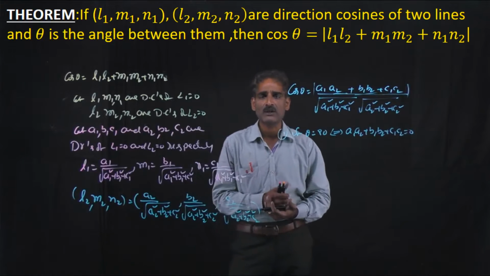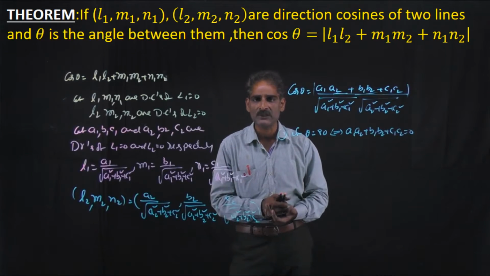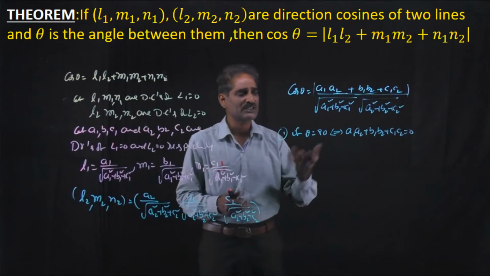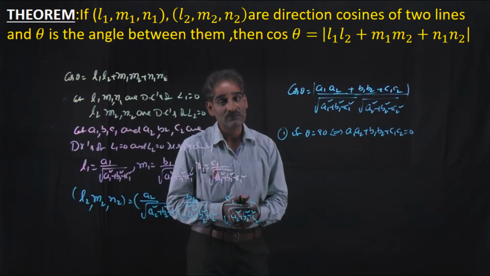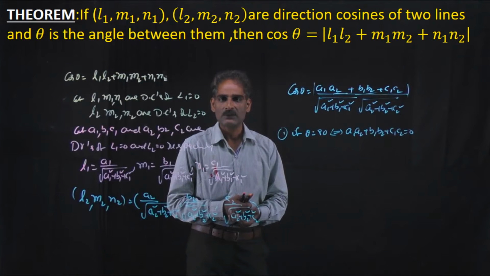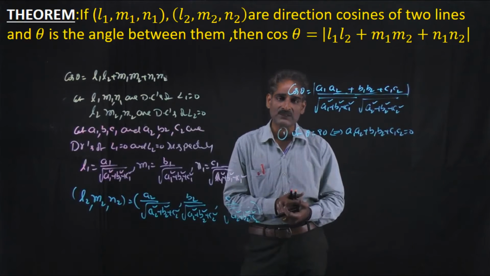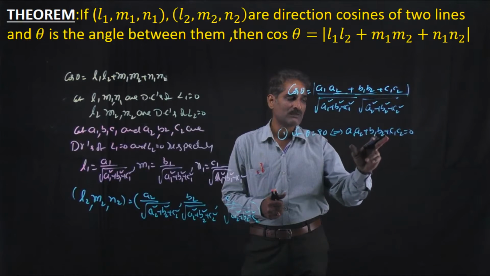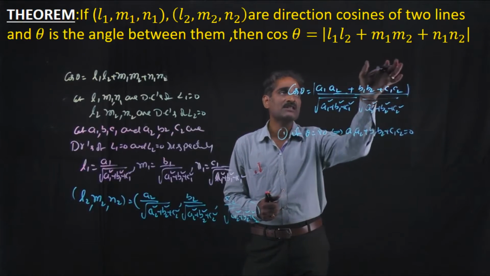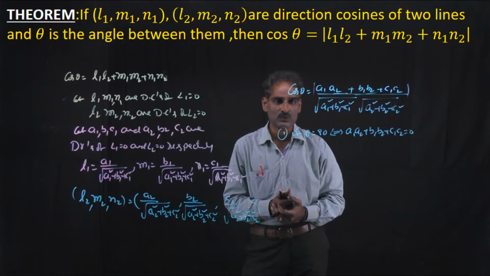Suppose L1, M1, N1 and L2, M2, N2 are the DCs of the two lines. In case of 90 degrees, we get the same relation: L1 L2 plus M1 M2 plus N1 N2 equal to 0. For DCs and DRs, the condition is the same for perpendicular lines. Here A1 A2 plus B1 B2 plus C1 C2 equal to 0. In case of DCs also, L1 L2 plus M1 M2 plus N1 N2 equal to 0.